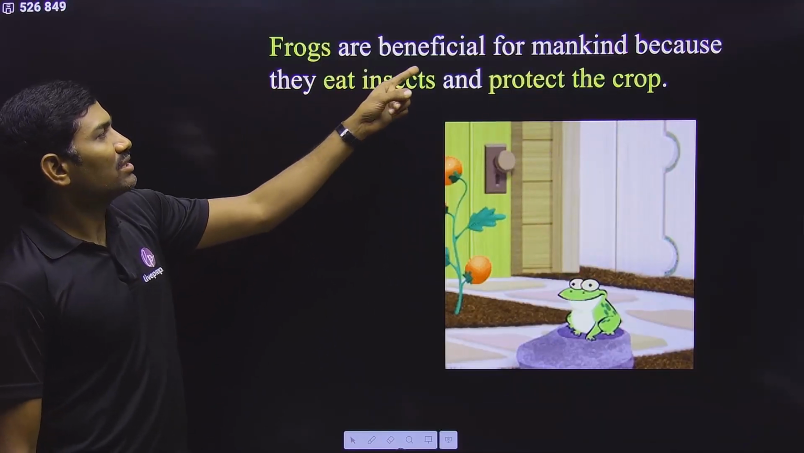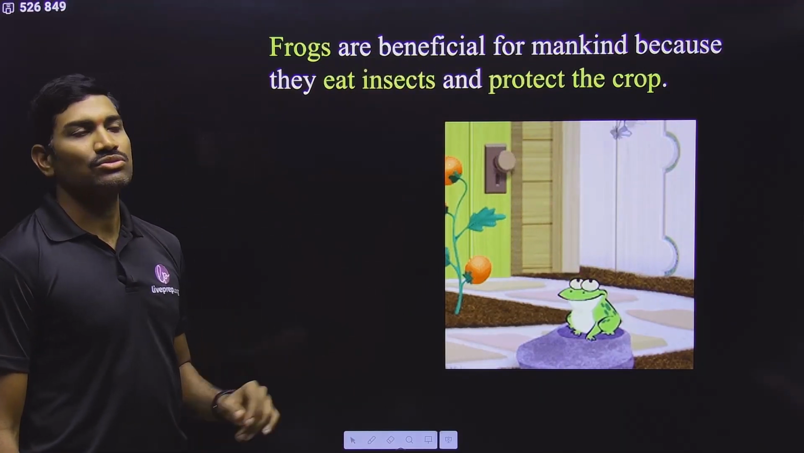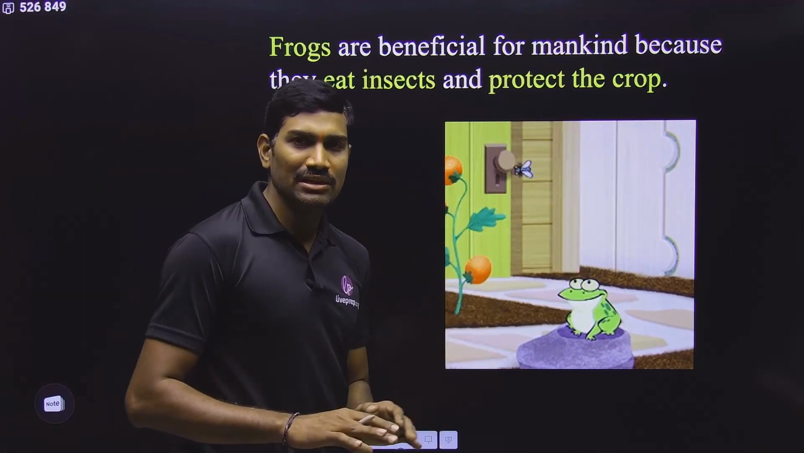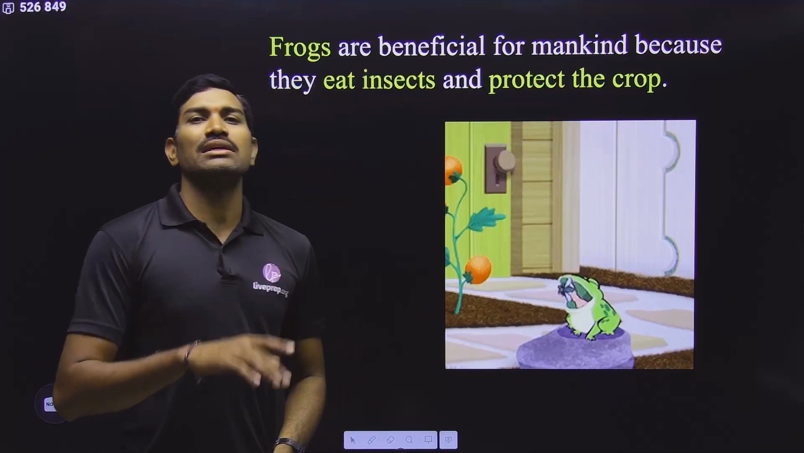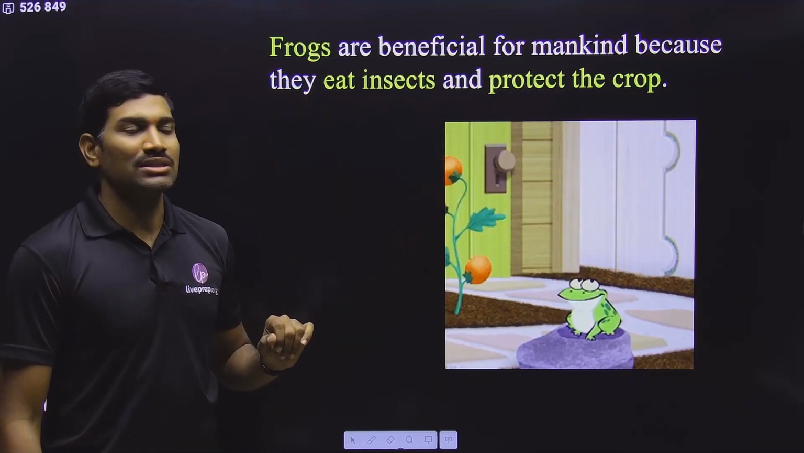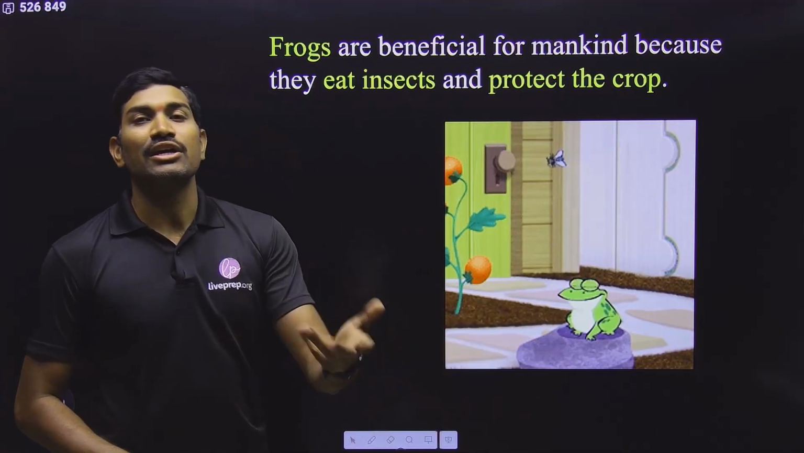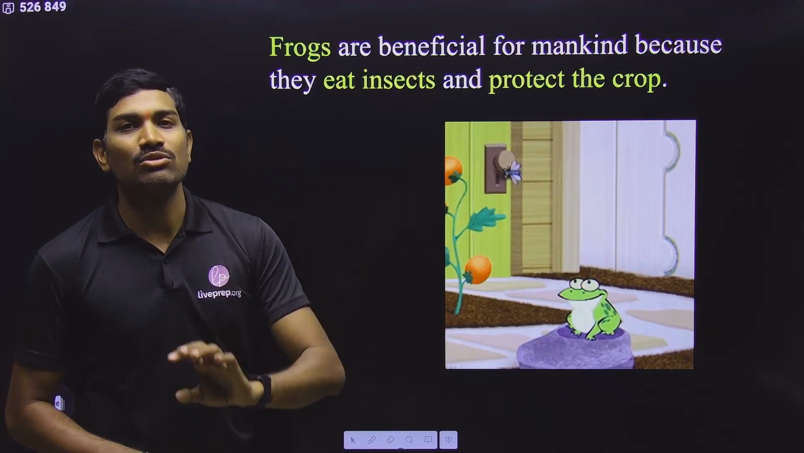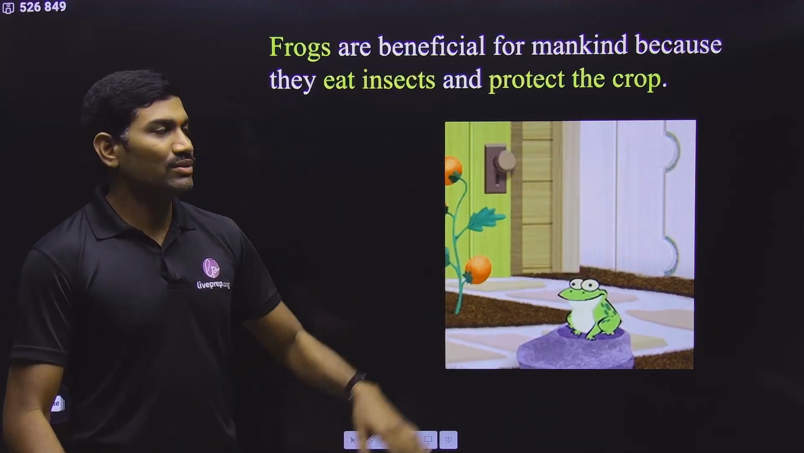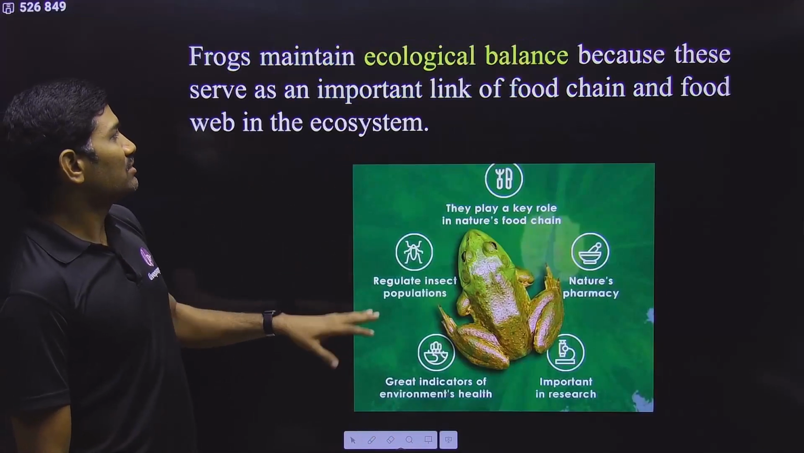Next one, frogs are beneficial for mankind because they eat insects and protect the crops. Since they trap these insects and eliminate them, eliminate meaning not complete elimination, they control the population of these insects. In this way they protect the crops. That's why we generally observe frogs near the crops, because insects get attracted to the crops, so the frogs can easily eat those insects. Ecologically also they have very important significance.